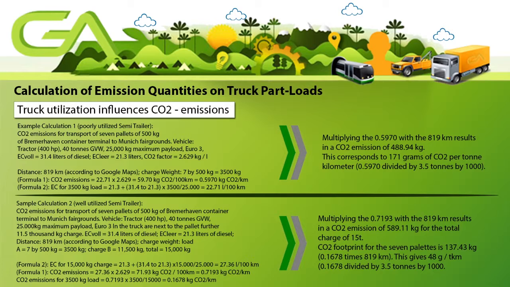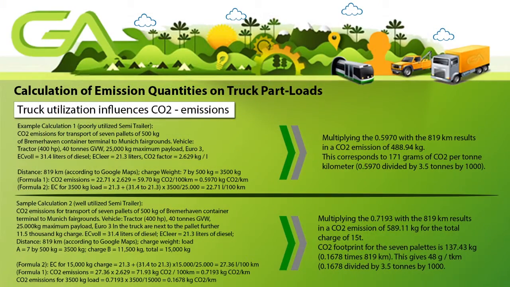Euro 3 type, with a full load power consumption of 31.4 liters of diesel and a no load power consumption of 21.3 liters of diesel, with a CO2 factor of 2.629 kilograms per liter. The loading weight is 7 times the weight of a pallet, which gives the sum of 3,500 kilograms or 3.5 tons. The distance from our starting point in Bremerhaven to Munich is, according to Google Maps, 819 kilometers.